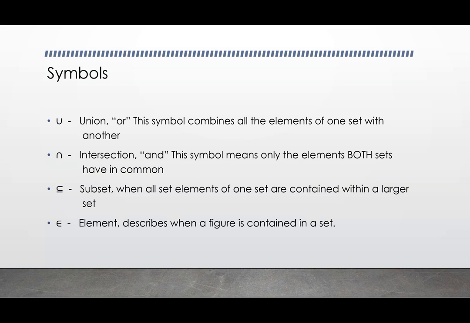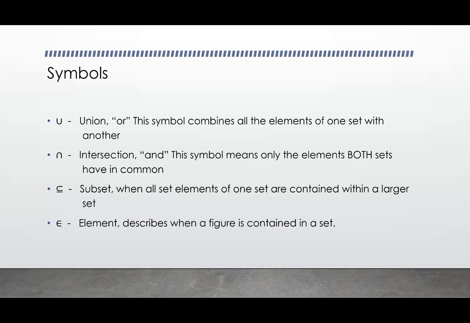The symbol that looks like a U, it's not a U, but it kind of looks like a U, right? That's called union. When you're reading some sentences out and the word or comes up, we kind of think of union. This symbol combines all the elements of one set with another set. So union is bringing all the elements of one set to another set.